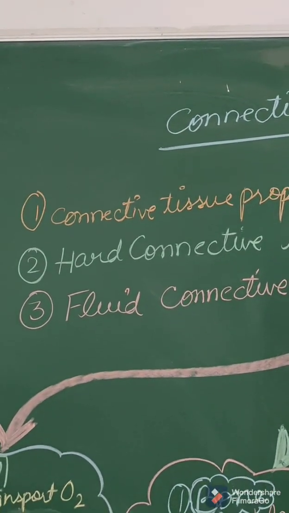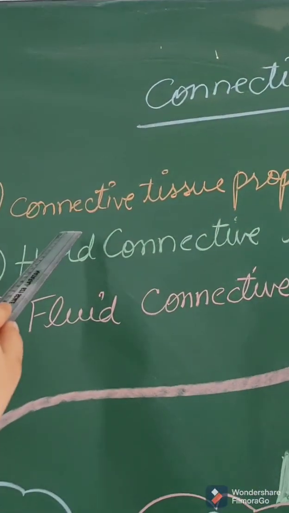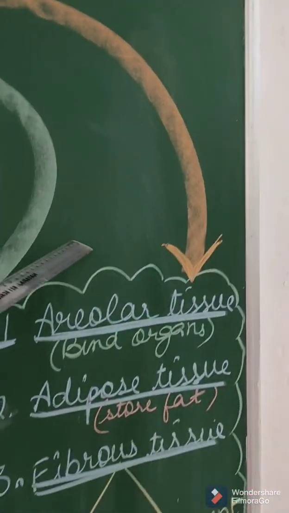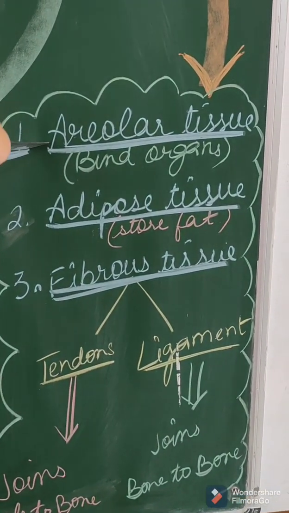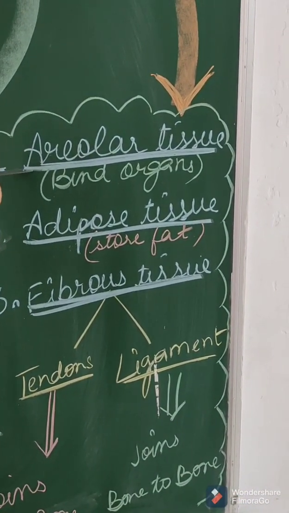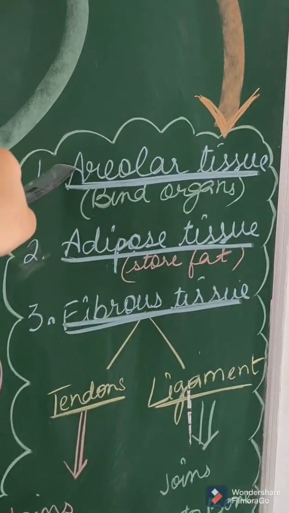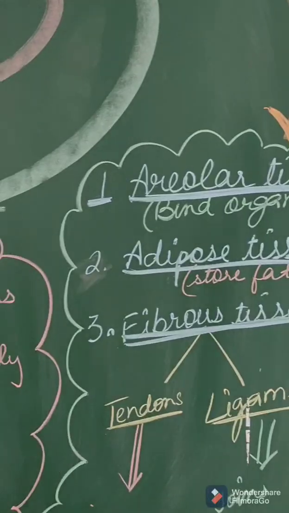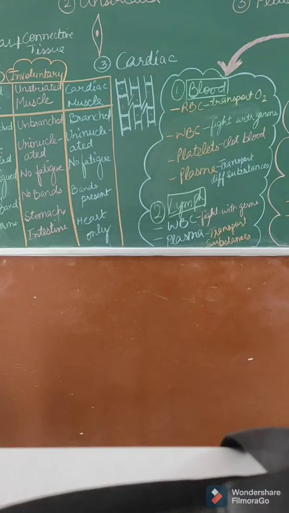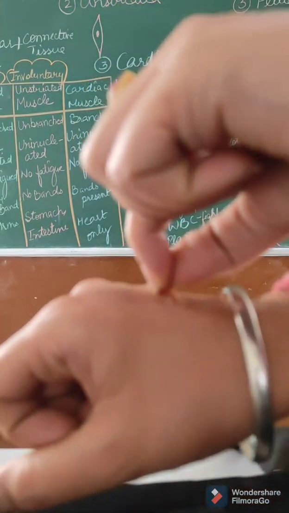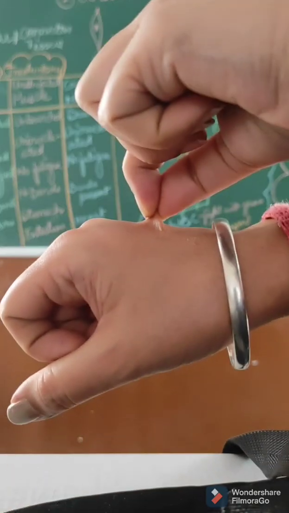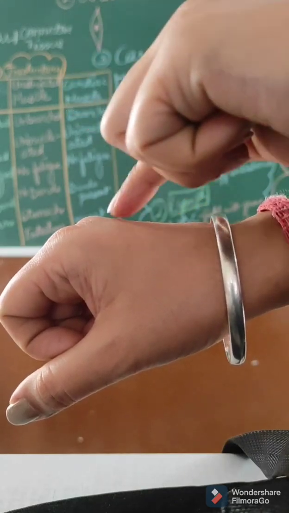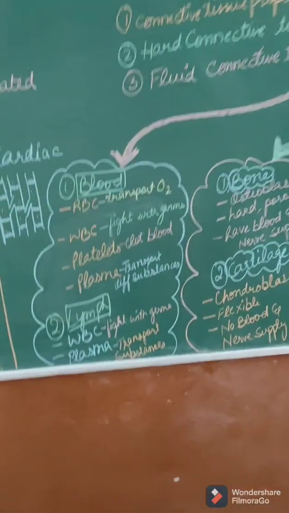So first of all, let's start discussing connective tissue proper in detail. Here we have all the subtypes of connective tissue proper. First is areolar tissue. This tissue binds different organs. This tissue binds the skin, right? Let's take an example. Just try to pull your skin. Are you able to pull it? Only a little bit of skin can be pulled, but not much. Why? Because it is bound with the help of areolar tissue, right?